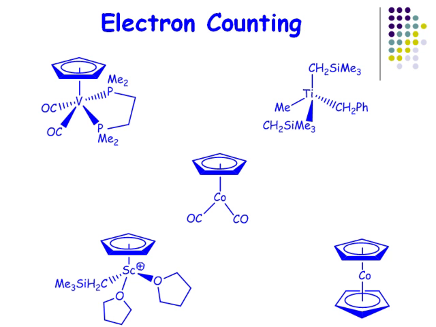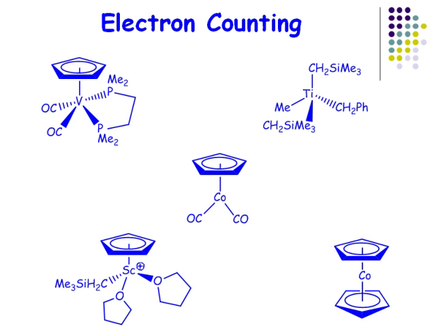Cobalt's in what group of the periodic table? 9. Cyclopentadienyl is 5. So 5 plus 4 plus 9 is 18. So that's an 18-electron compound. This cobaltocene here we'll talk about on Friday. That is going to be a how many? 19. Very good. Okay, so that's a 19-electron compound.